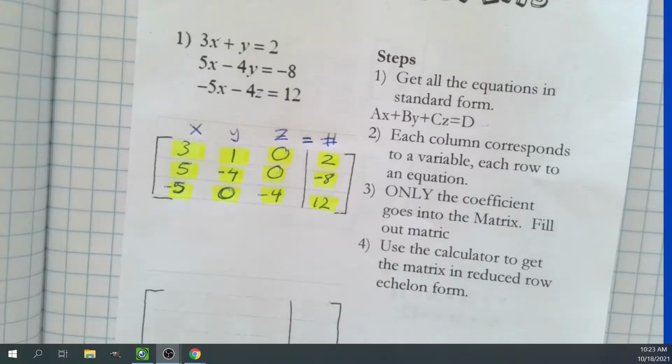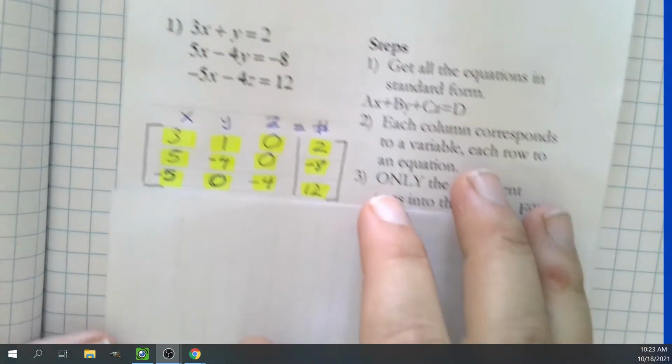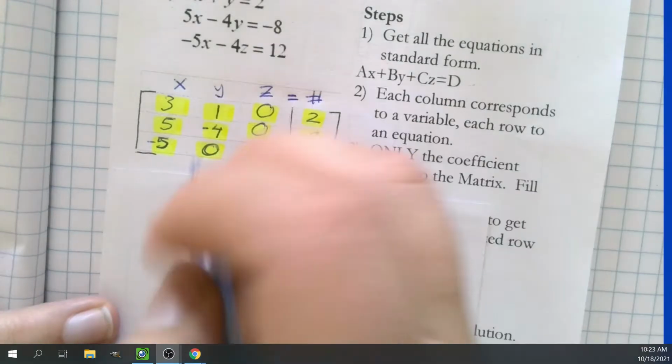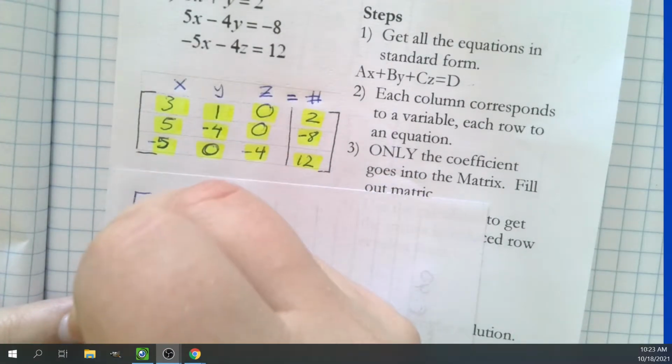I am never going to make you do this by hand. I just want you to watch, and then I'm going to show you how to do it in the calculator. Everybody understand that you are just watching right now. So right now, this corresponds to a system of equations.